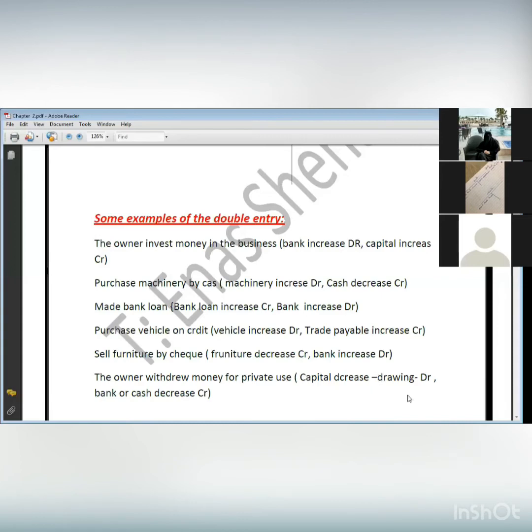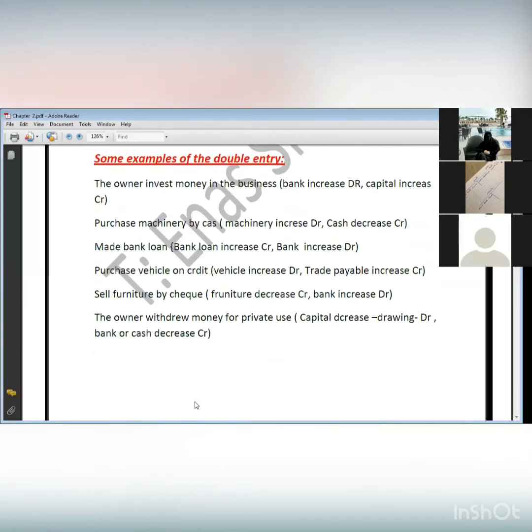In this case, I call the decrease in capital drawing. And I will open a separate account for it, and I will call it drawing. So drawing is debit. Okay, the owner took money for private use. He took this money from bank or from cash. This means that the bank or the cash will decrease. They will be credit because bank and cash are a kind of assets.